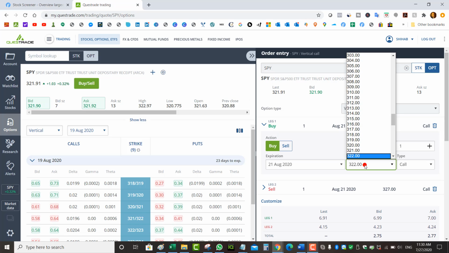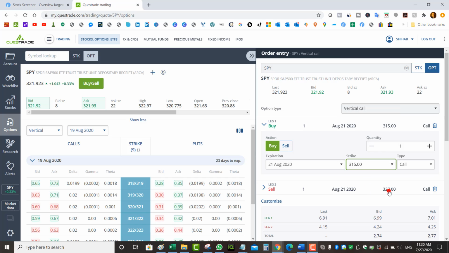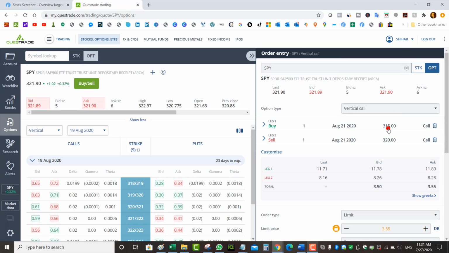Now, what would happen if we change the strikes? What if we go to the 315 strike and the 320 strike. So you can see the 315 strike is in the money, so it's below the current market price. The 320 is also in the money. I'm going to end up paying a little bit more. I'm going to end up paying $3.50. In the other example, I was paying $2.80.